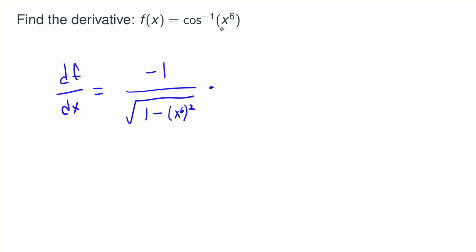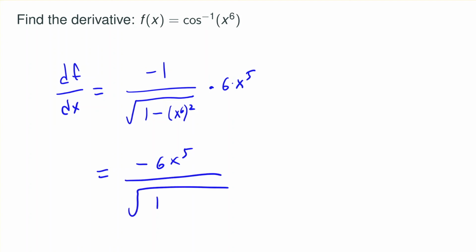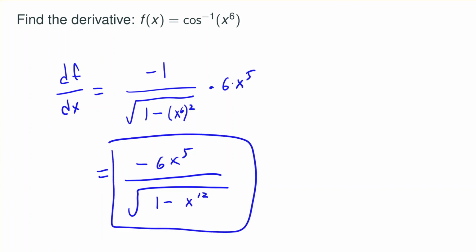So let's just find the derivative of x to the 6th, which is 6 times x to the 5th by power rule. So now our final answer is negative 6x to the 5th power over the square root of 1 minus x to the 12th power. We can multiply these exponents. So this right here is the derivative of cosine inverse of x to the 6th power.